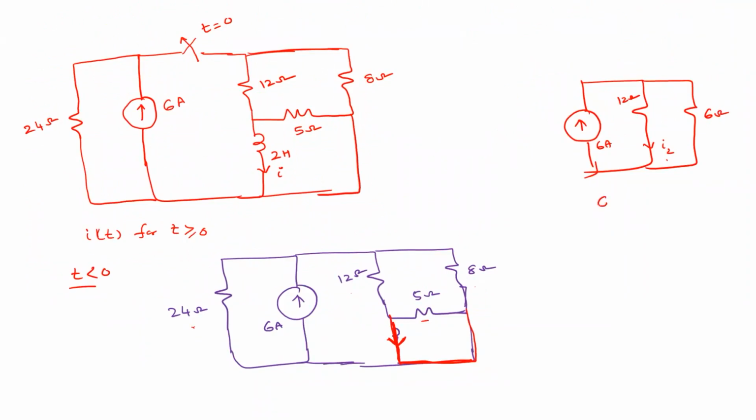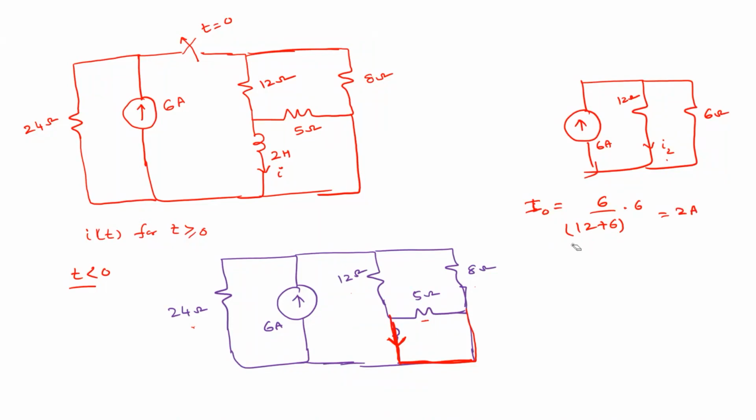So now it will be 6 by (12 plus 6) into 6. So this is the current that is flowing, right? How much is this value? 2 amperes, sir. Yeah, 2 amperes. Understood? Just simple. So it's just 2 amperes. Okay.